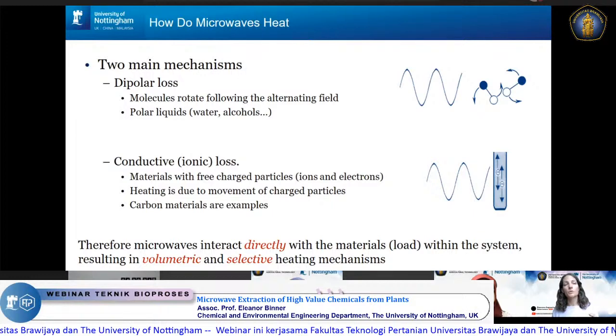The other major loss mechanism is conductive loss. This is caused by the presence of ions in the material, such as salt. Electrons and ions move forwards and backwards with the electric field, and again, you get heat generated by this movement. So those are the two major mechanisms. Anything with a dipole that can move freely, and anything with ions, will heat very well in the microwave. Microwaves therefore interact directly with the materials or load within the system, resulting in what we call volumetric and selective heating, which I'm going to explain now.